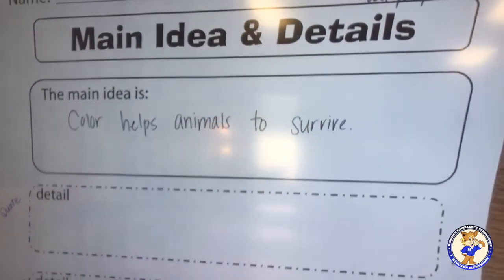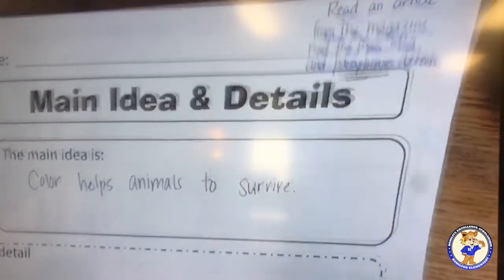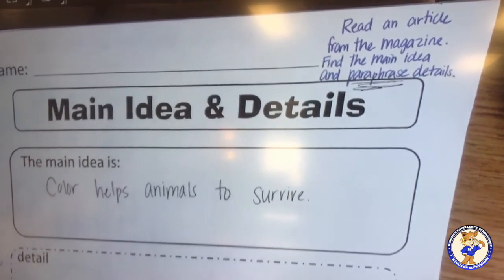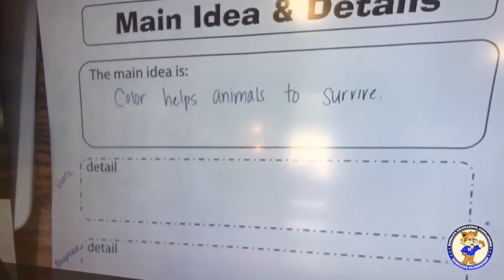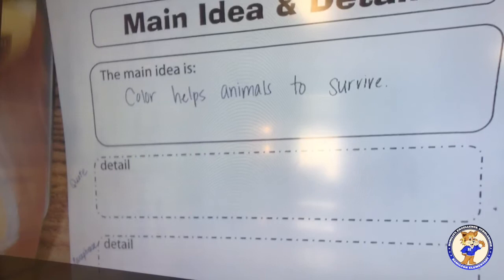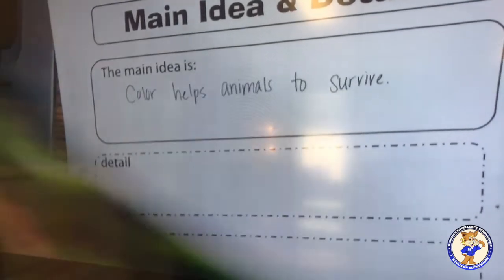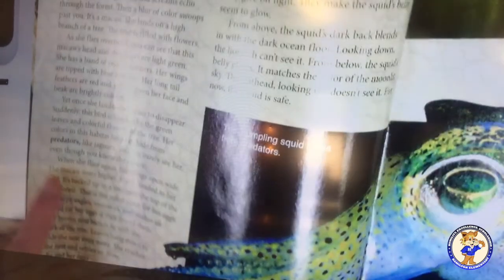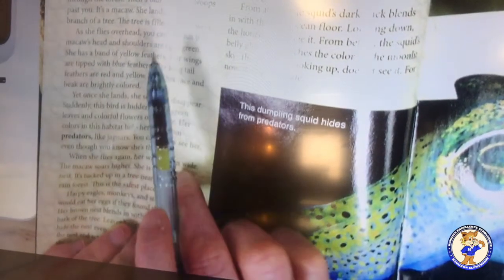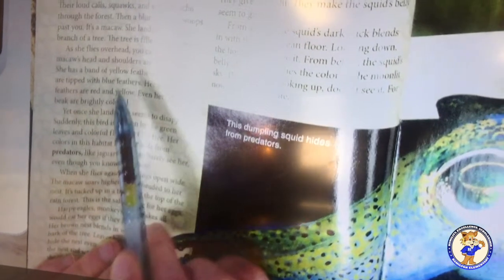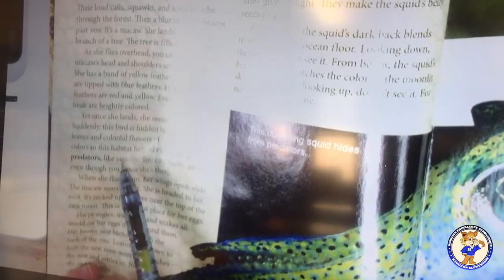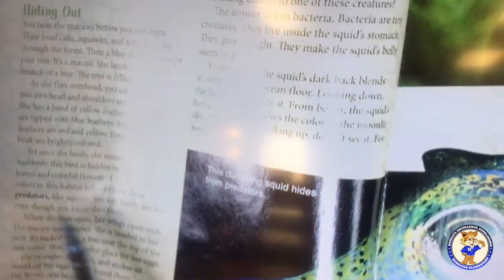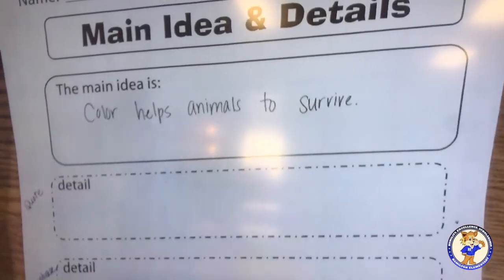I could quote copy from the text, but I see that my directions tell me to paraphrase. And I know that paraphrase means to put it into my own words. So I'm gonna look for a detail that helps prove how color helps animals to survive. So I see on page 6, it's actually talking about a bird called a macaw. And I noticed here that it says her colors in this habitat help her hide from predators like jaguars. That is a detail that helps me understand the main idea of how color helps animals to survive.